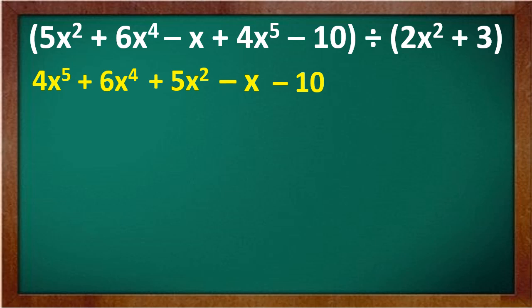Since our highest exponent is 5, we should have 6 terms. So, you will notice there is one missing term. The missing term is x raised to 3, the x cube. So, we will now put in the missing term. Let's rewrite the others: 4x raised to 5 plus 6x raised to 4. Then we insert the next term here, which is plus 0x cube. Since x cube is missing, we give it 0x cube. And then next, we rewrite 5x squared minus x minus 10.